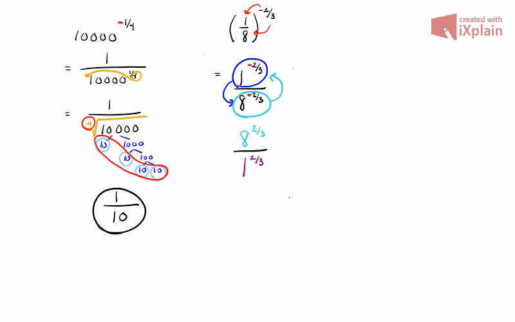So please note that with regards to the denominator, you have 1 raised to a 2/3. 1 raised to any exponent will always just be 1. So technically, what I have here is just 8 raised to the 2/3 divided by 1. Well, that's no different than just working with 8 raised to the 2/3.